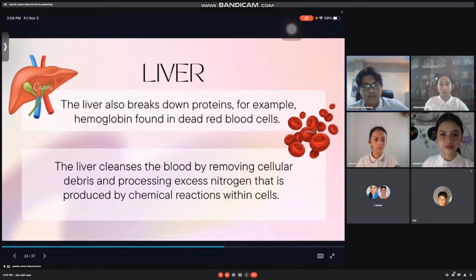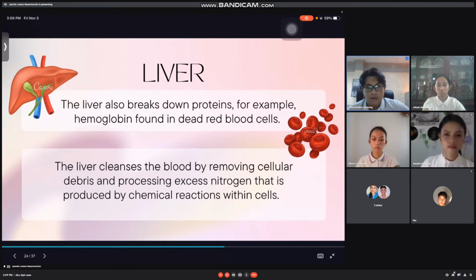The liver also breaks down proteins, for example, hemoglobin found in red blood cells, and the liver cleanses the blood by removing cellular debris and processing excess nitrogen that is produced by chemical reactions within cells. So, yes, the liver is a very important part of protein metabolism and is essential also in cleansing blood and also breaks down proteins such as hemoglobin.